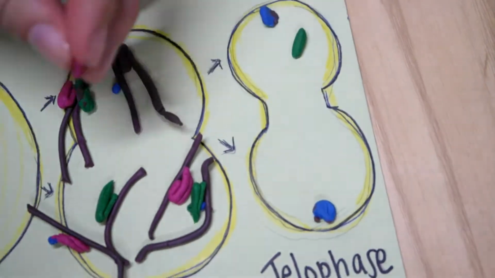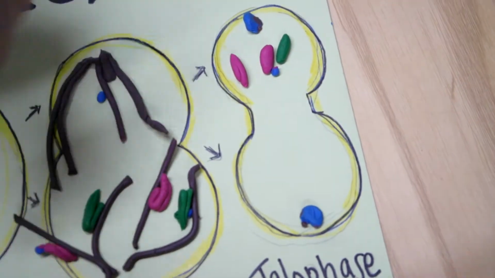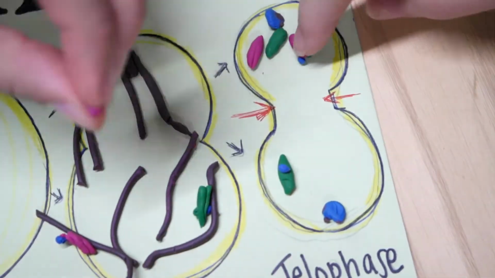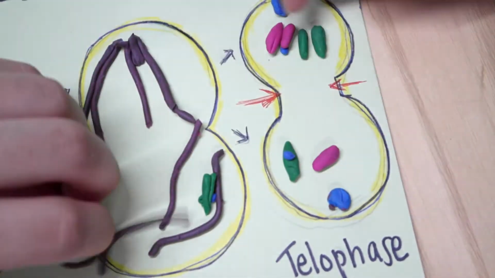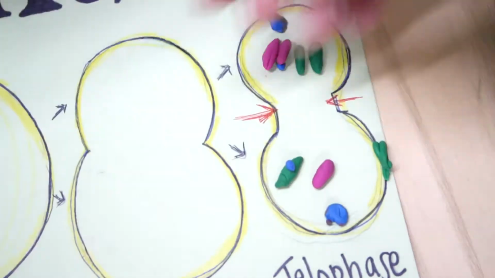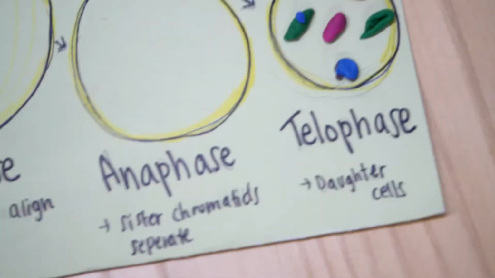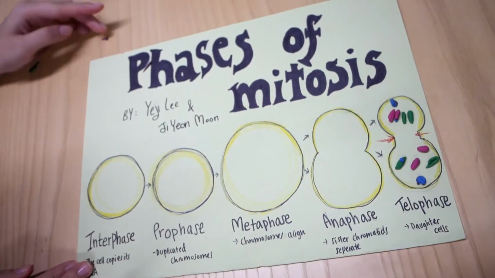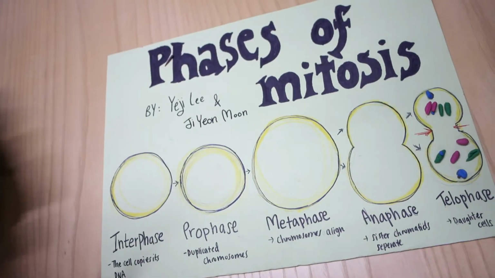And finally, it is the last step of mitosis, telophase. In telophase, 2 chromosome sets arrive at the poles and the spindle fibers disappear. When the new nuclei are formed, the middle of the cell is pinched by the cell membrane, and the cell is gradually divided into 2 daughter cells. And that was the 5 phases of mitosis.